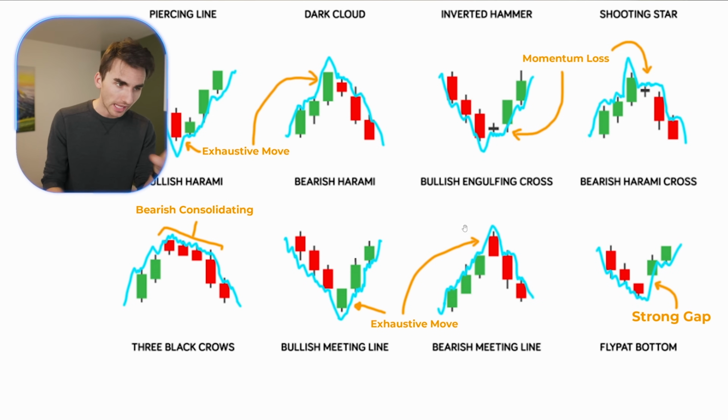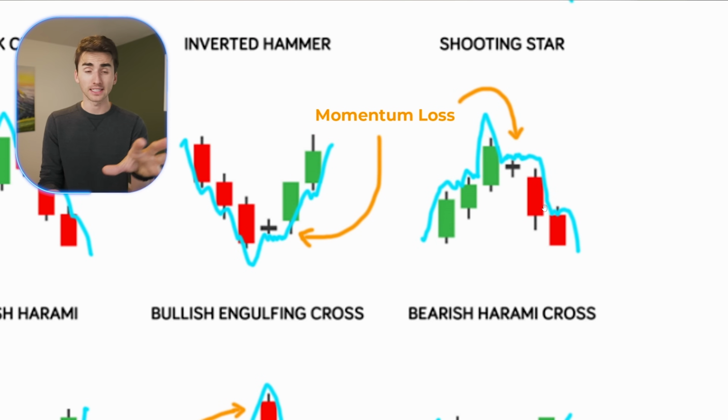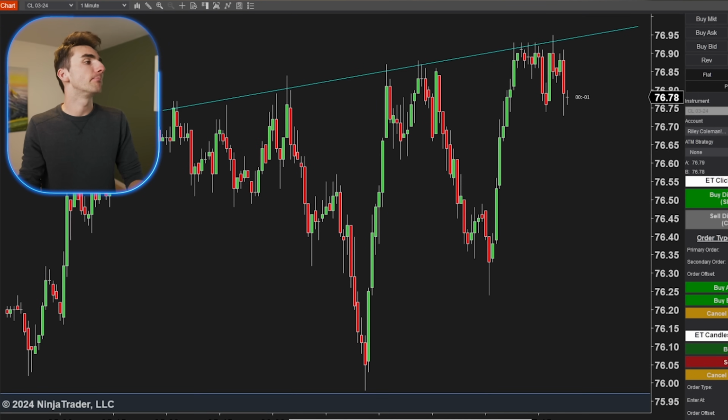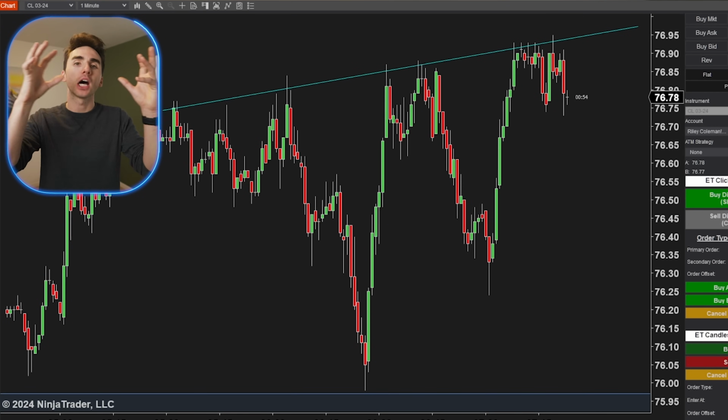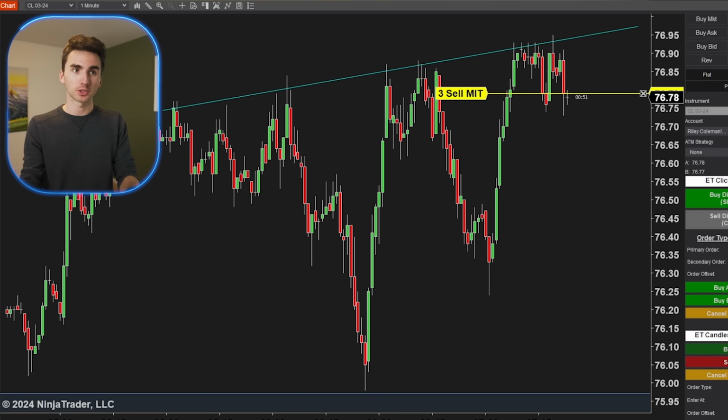I don't think you should ever be just blindly looking for one of these patterns and then jumping in. I think it's always best to add them together with other things. So let me show you what I mean by combining this with a few things and understanding the big picture of the market, so then you can use these smaller picture time frames to jump in on a trade.